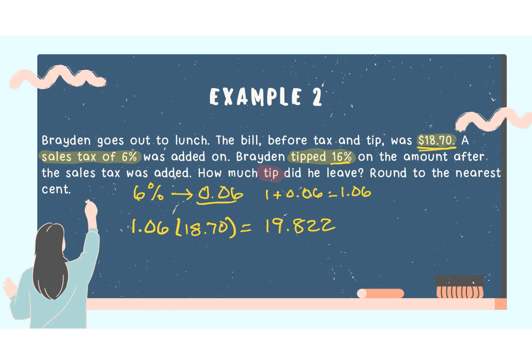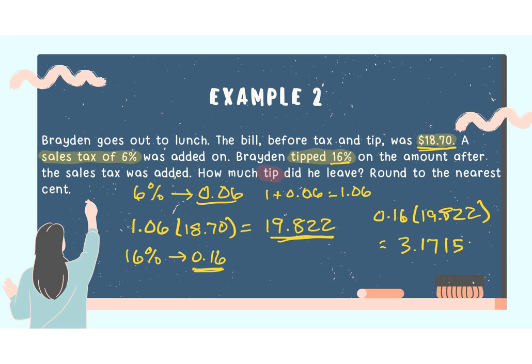So I'm going to take 16%, and change that to a decimal, so 0.16. I'm going to multiply that by our now new total, so 0.16 times 19.822, which gives me 3.17152.